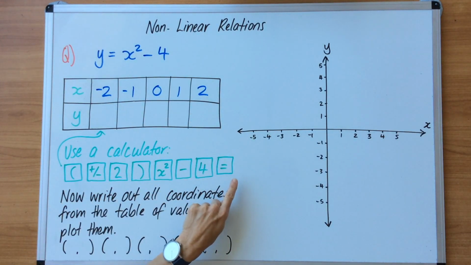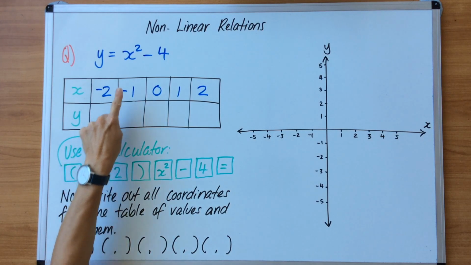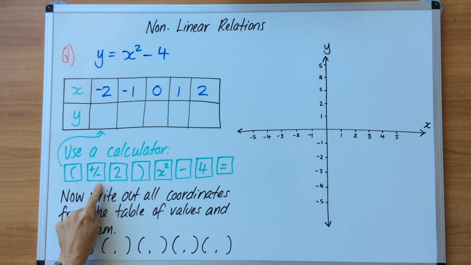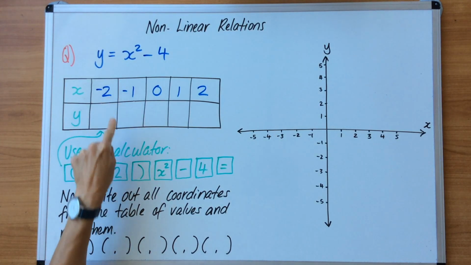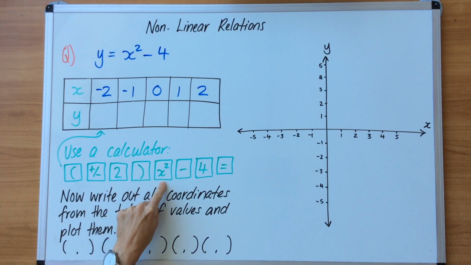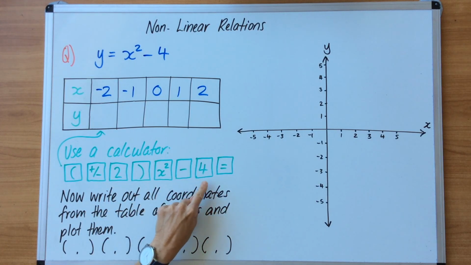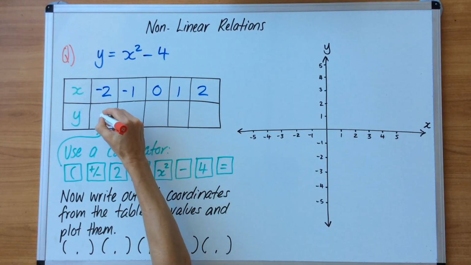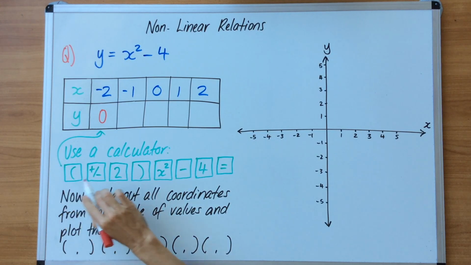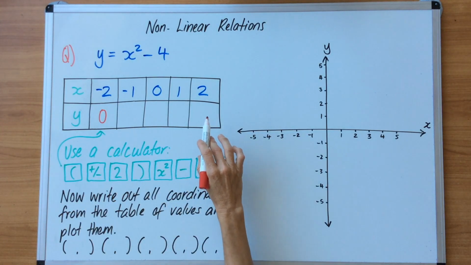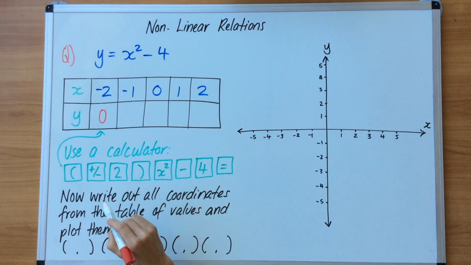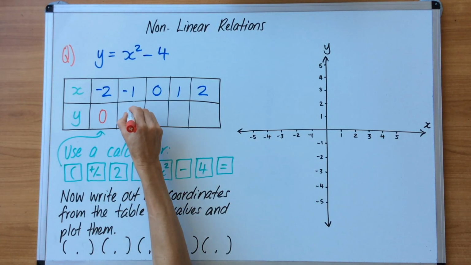So we're going to use our calculator to do the first one here. Replace x for -2. So we go brackets, the positive negative button, which really means negative, number 2, close the bracket, the squared button, minus 4 as indicated here, and equals. And if you calculate that, you get a value of 0. Now if we do the same thing for the rest of the table, and instead of putting in the 2, you place the number 1 in here, we can get an answer of -3.